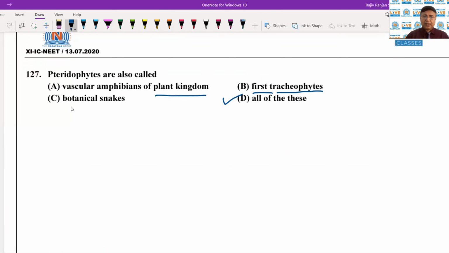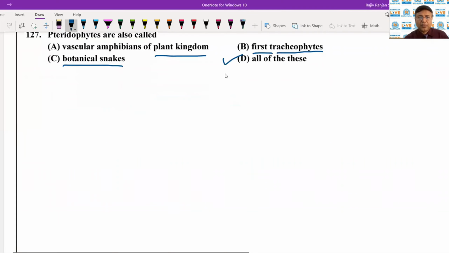The third is the botanical snakes. They are also called the botanical snakes because they are found successfully on land, and even while they have enhanced their length, they have still not undergone the secondary growth, and this is why they have not thickened themselves. So this is why they are also called the botanical snakes, and this is why the correct option is D, all the three.